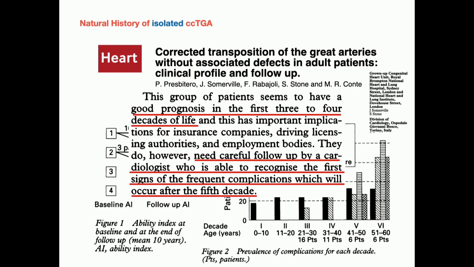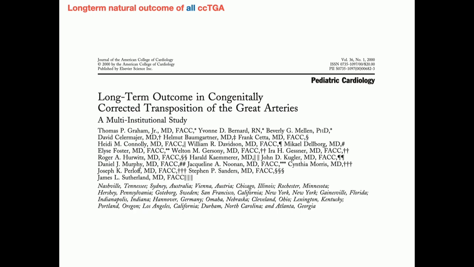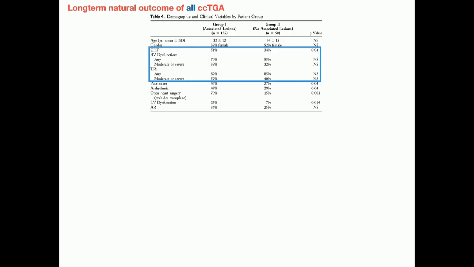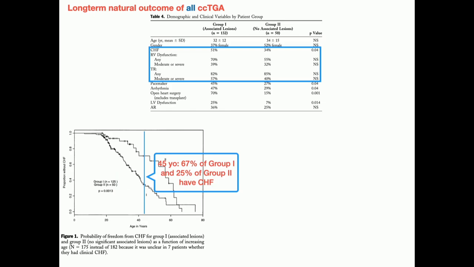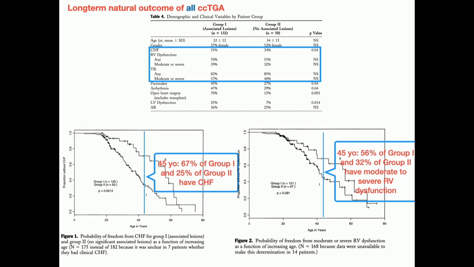In the year 2000, there was a publication that showed the long-term natural outcome of all ccTGAs, and it shows that 60% of the patients had symptomatic congestive heart failure by the age of 45 in group 1, who are ccTGA with associated lesions, and 25% in group 2, isolated ccTGA. And 56% of group 1 had severe RV dysfunction by the age of 45, and 32% in group 2.